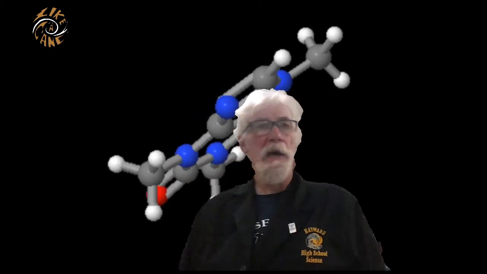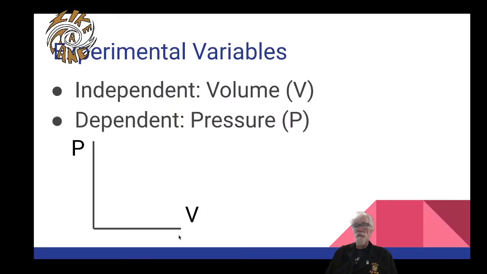In today's lab experiment, we're going to investigate the relationship between the pressure and the volume of a gas in a container. We'll vary the volume and we'll observe the pressure. So the volume is the independent variable plotted on the horizontal axis, and the pressure is the dependent variable, and that'll go on the vertical axis.